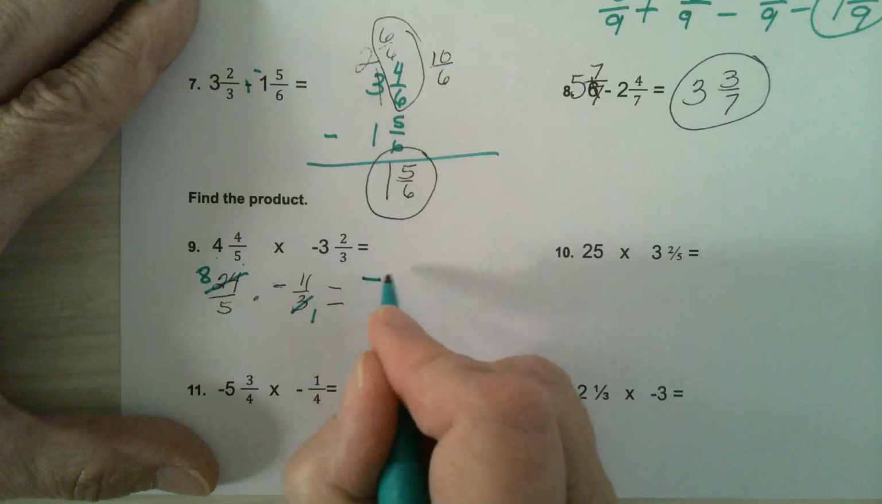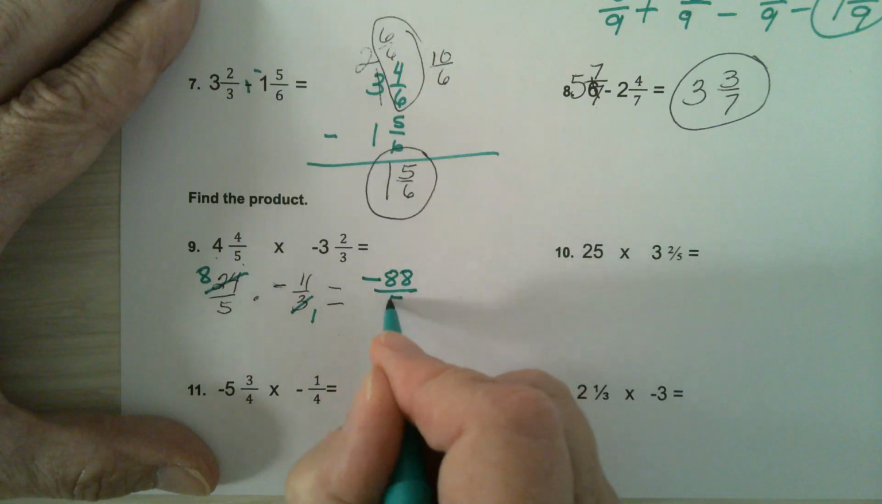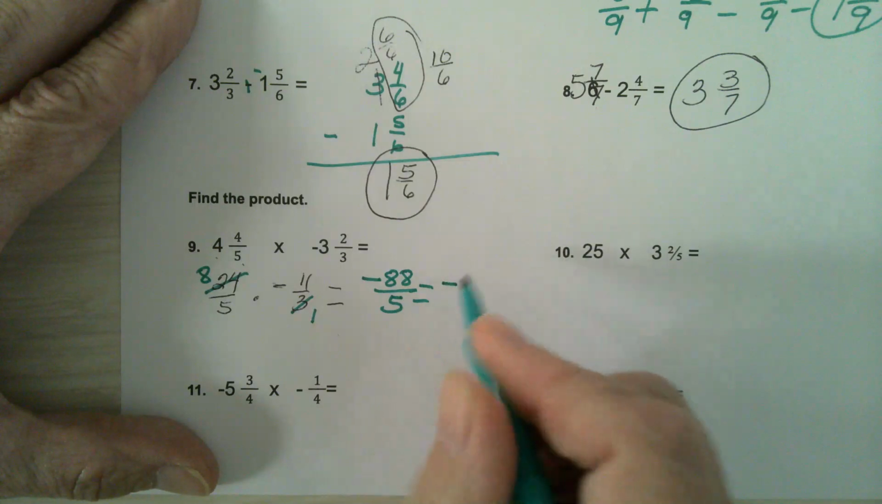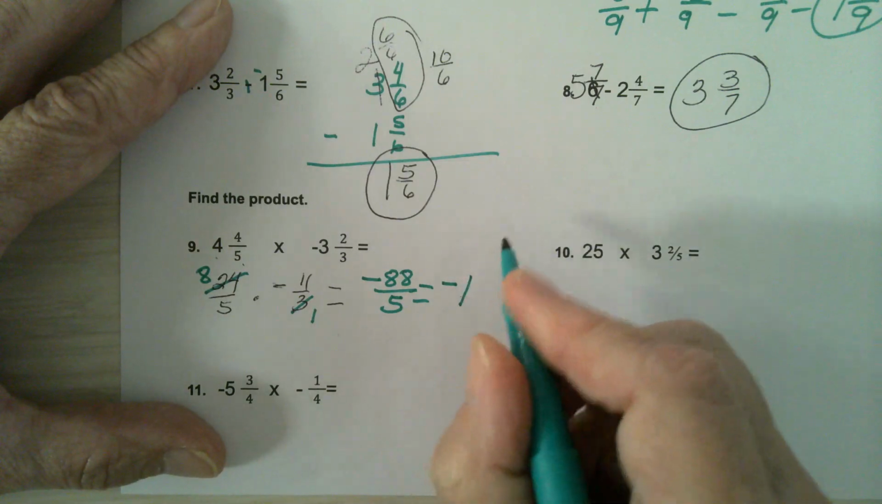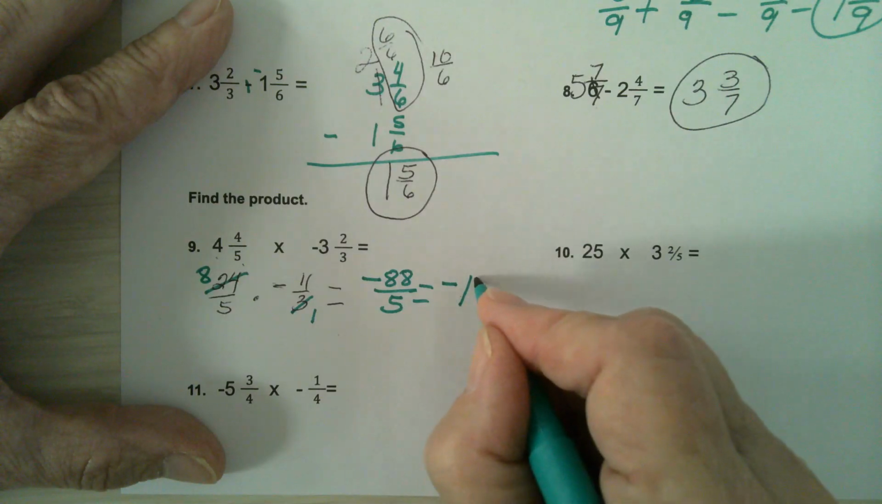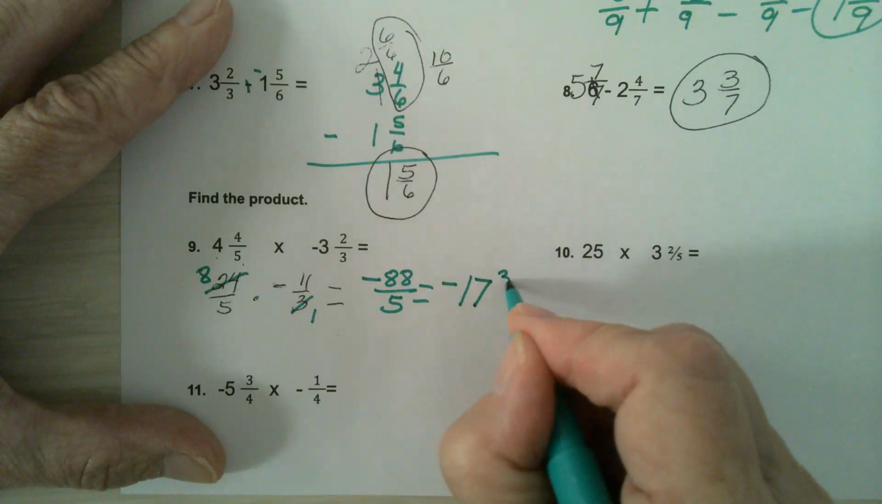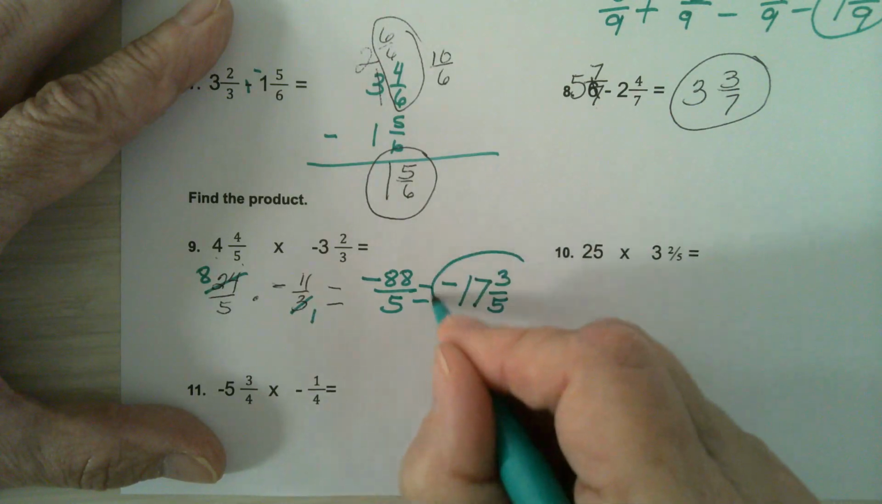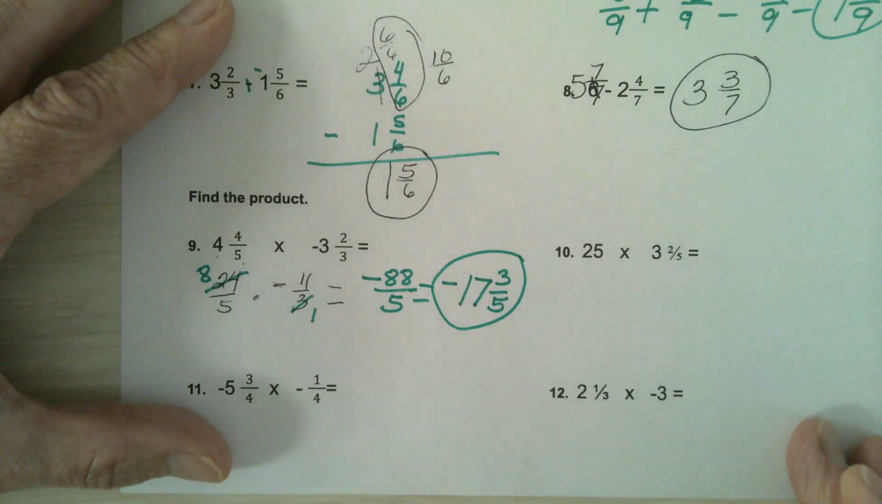You end up with negative 88 over 5, which equals a negative 17 and 3/5. Are there any questions? Did everyone get that?